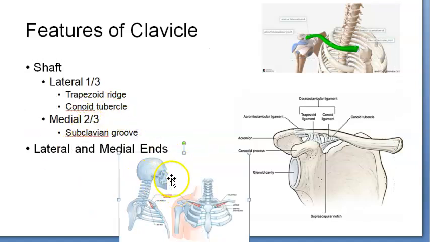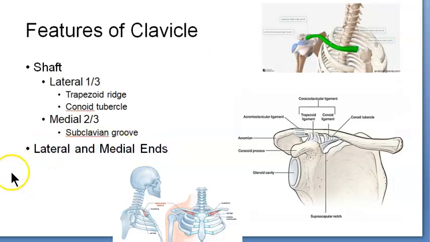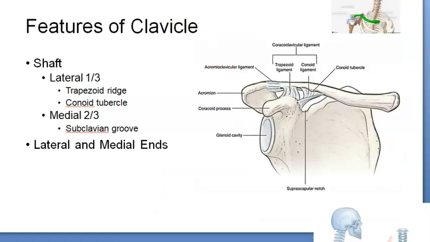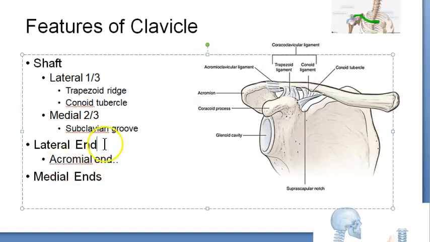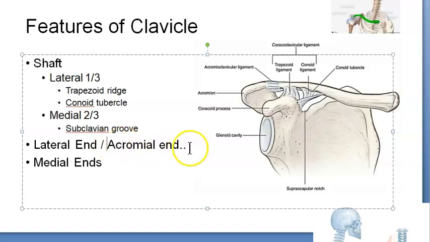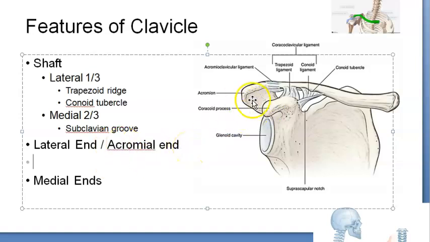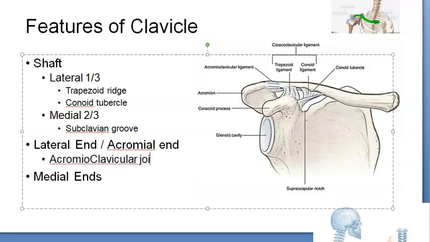Now let's go to this one, lateral and medial ends, okay. The ends, hopefully ends don't have much information. Let's see. So this lateral end, they are also calling it the acromial end, okay. So it's nothing but acromial end only. And it will articulate with the acromion process of the scapula to form the acromioclavicular joint, okay. So here you have the acromioclavicular joint, okay.